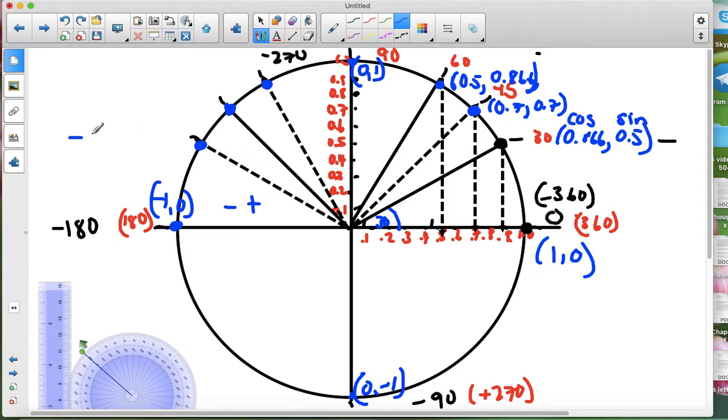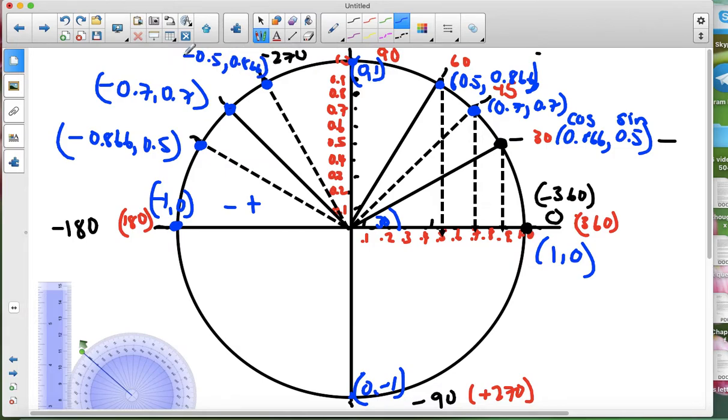So we're going to do the signs. So this is going to be negative 0.866, 0.5. This one's going to be negative 0.7 comma 0.7. And this one's going to be negative 0.5 comma 0.866. Of course, when I'm talking about the 30, I'm talking about 30 from the horizontal. We're always going to be measuring from the horizontal axis.